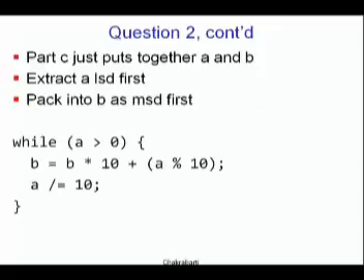While the number A is greater than 0, I keep shifting B left by one digit and then put in the current least significant digit of A in that least significant position, and then I divide A by 10.